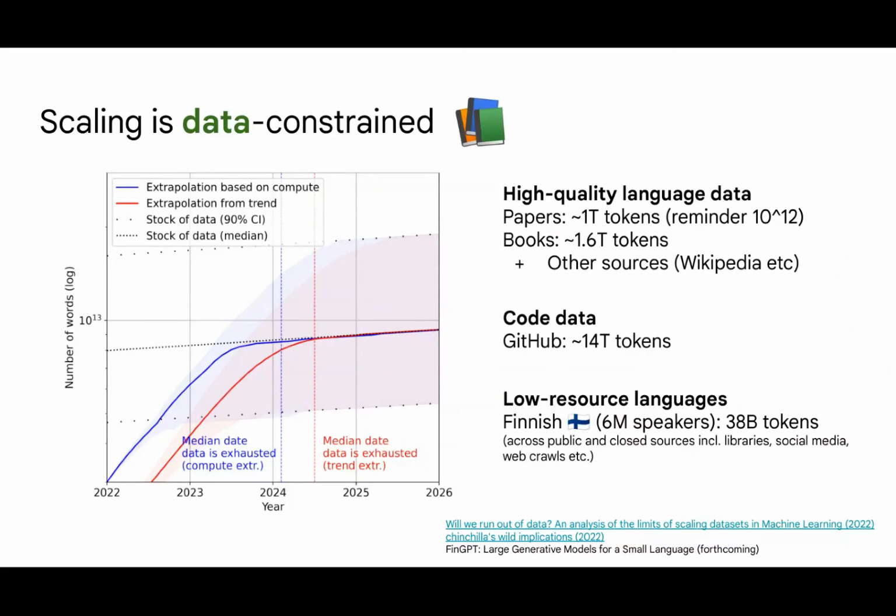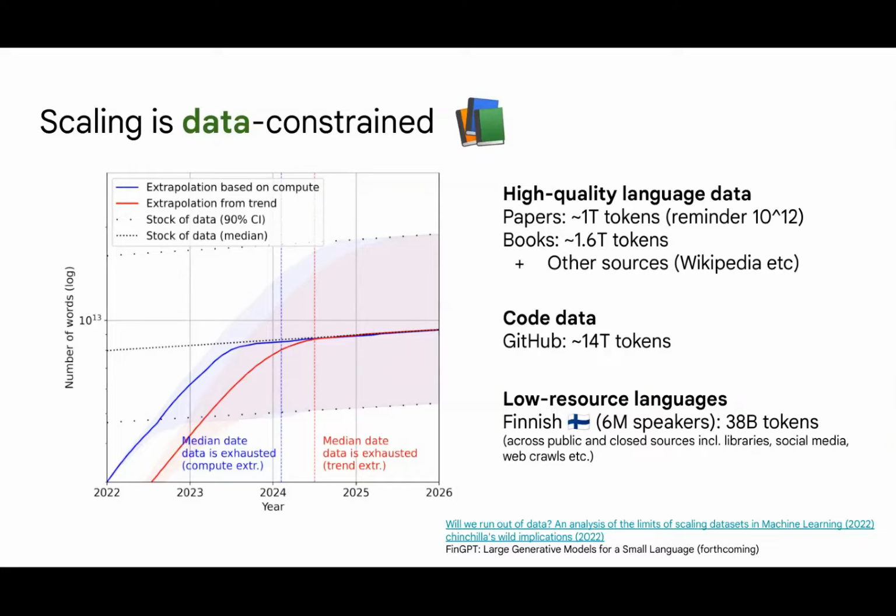It's worth comparing this graph to actual data sources. If we are considering just high-quality language data, there are things available, like large amounts of academic papers at roughly 1 trillion tokens, and available books at roughly 1.6 trillion tokens. Other sources of high-quality data, like Wikipedia, provide more tokens, but are relatively small in size. If we allow ourselves to mix in code data, like GitHub, this provides us with about 14 trillion more tokens, which is a significant amount and could change some of these projections.